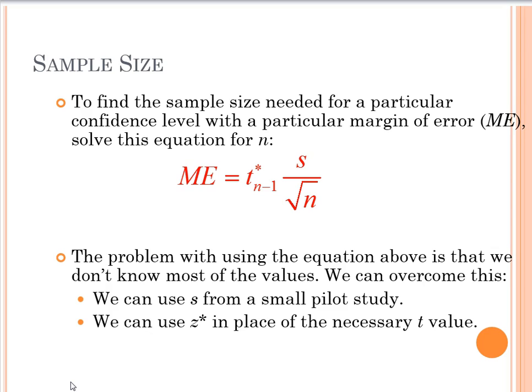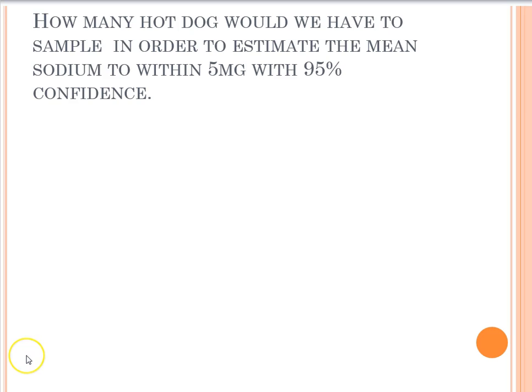Think about it from the doctor's perspective. How many people do you need to treat with a drug before you're convinced that the drug actually works? That's what we're trying to figure out. If we want to know the margin of error beforehand, we can figure out how many people we actually need to survey. So let's go back to our hot dog example.